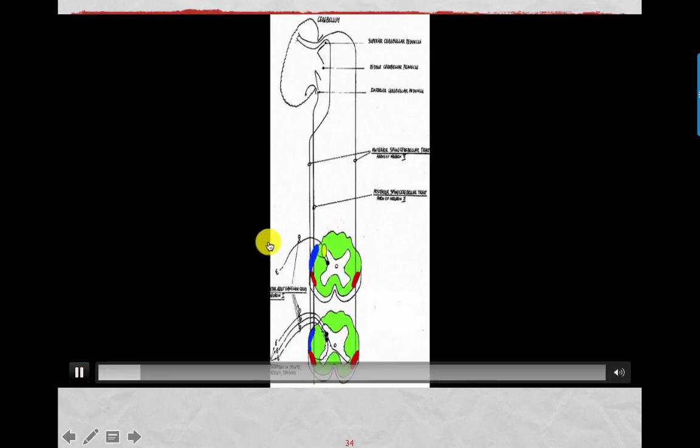Here we have the dorsal spinocerebellar, Clark's nucleus, and here it enters through the inferior cerebellar peduncle. Here we have laminae 5, 6, and 7, and the axons pass to both the same side and the opposite side and form the ventral spinocerebellar, which enters through the superior cerebellar peduncle. Take care, the higher tract enters the lower arm and the lower tract enters the upper arm.